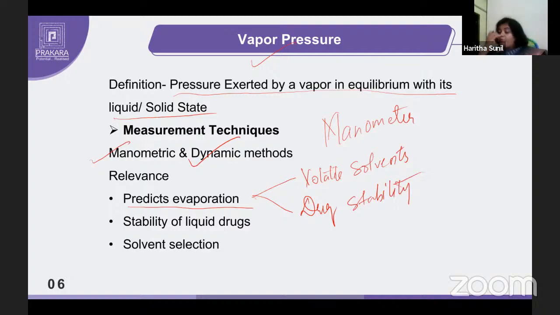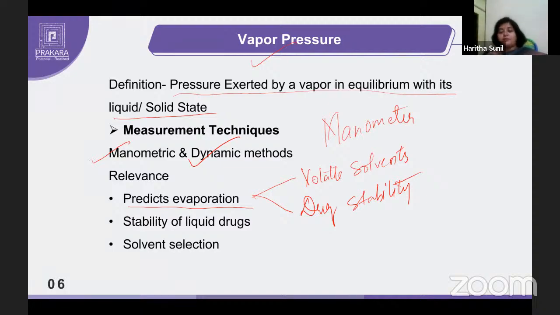High vapor pressure solvents evaporate quickly, so these types of solvents are helpful in spray drying as well as solvent casting methods. As for drug stability, low vapor pressure compounds are less prone to evaporation, so they ensure a longer shelf life.